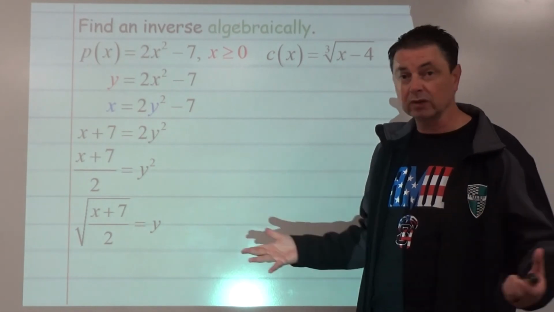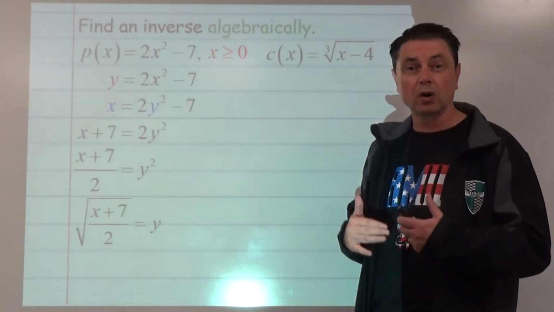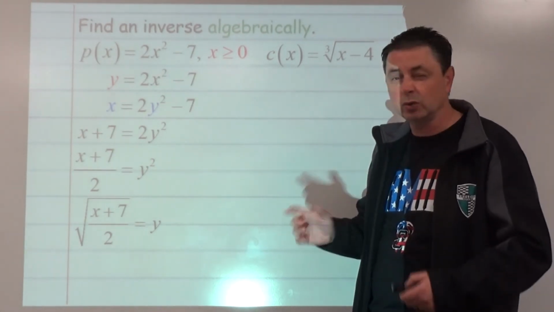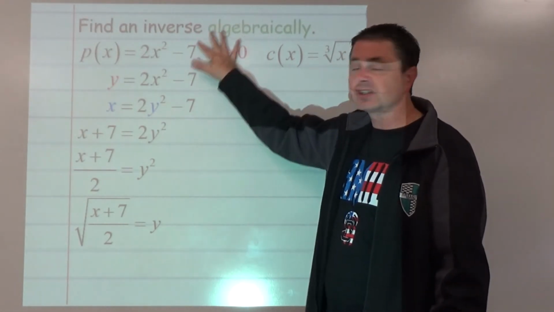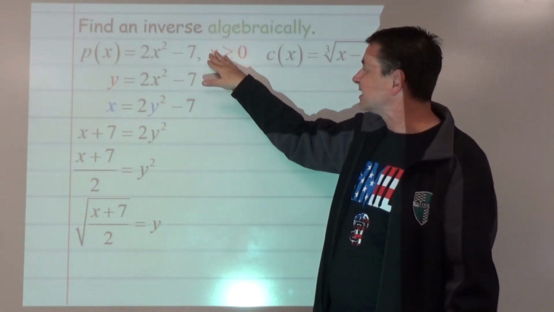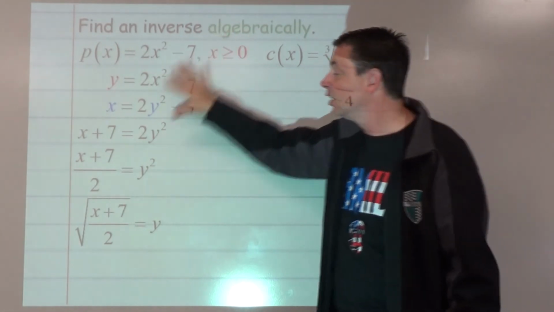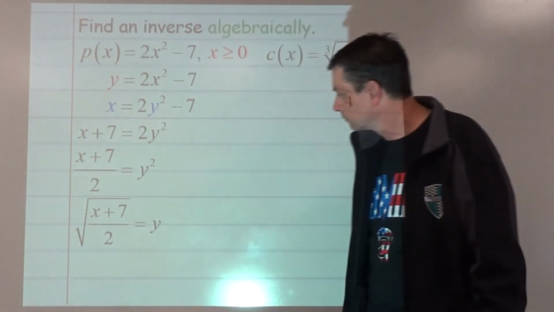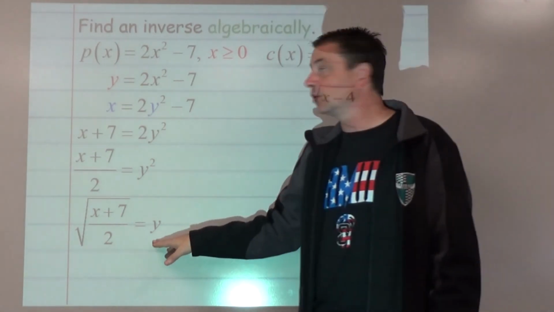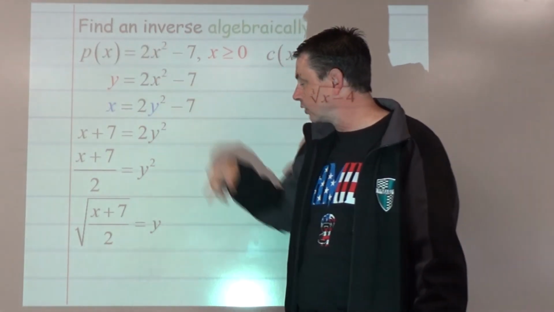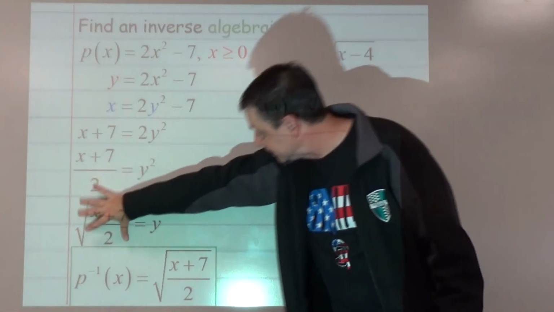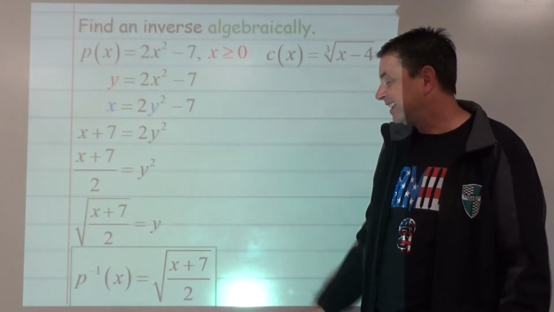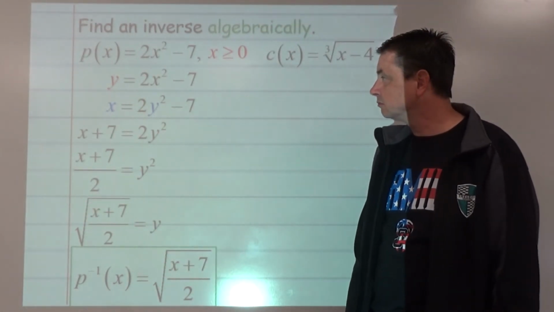Ordinarily, when we square root both sides, we have the plus or minus, because we get 2 answers. But because of our domain restriction, this essentially being the positive side, we're going to pick the positive of those. Last step, let's rewrite it as p inverse of x is that. You can test it if you wanted to.